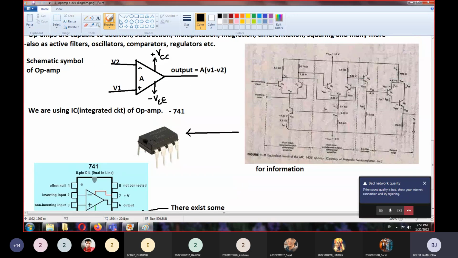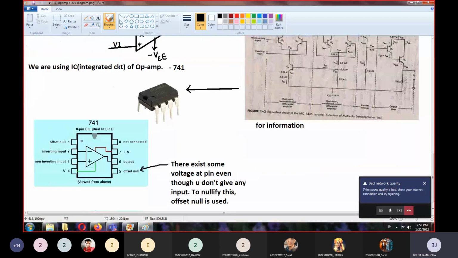You can see in this diagram, one of the pins is your positive supply, which is VCC plus. And another is VEE minus. So two pins will be there. So 3 plus 2, 5 pins are there. One is not connected, and two more pins are offset null 1 and offset null 5. They are pin number 1 and pin number 5.